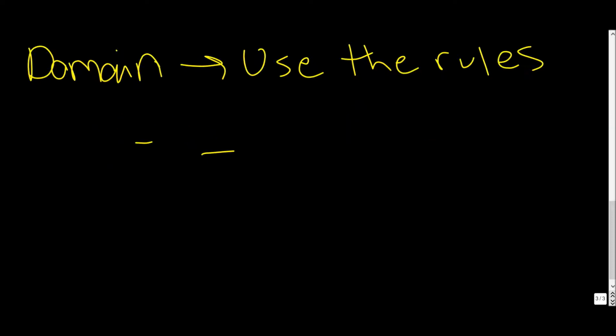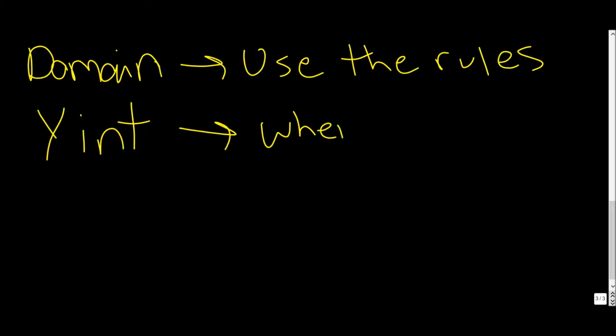The next would be our y-intercept. So the y-intercept is going to be when x equals 0. Perfect, right? So whatever the value is when x equals 0, that's your y-intercept. It's not confusing. That's all you have to do.